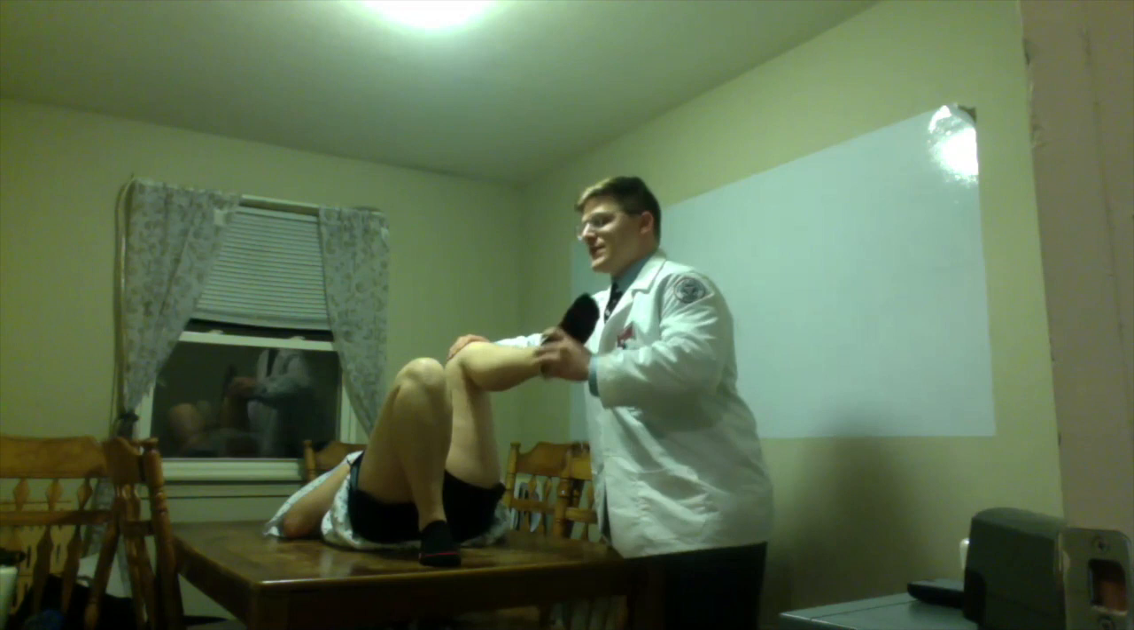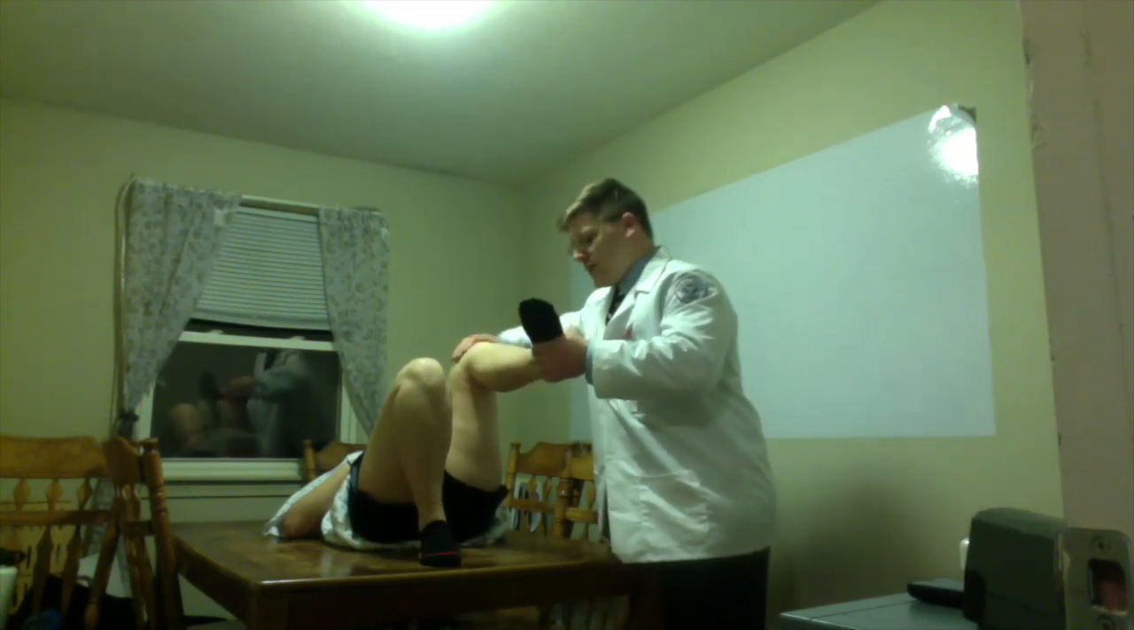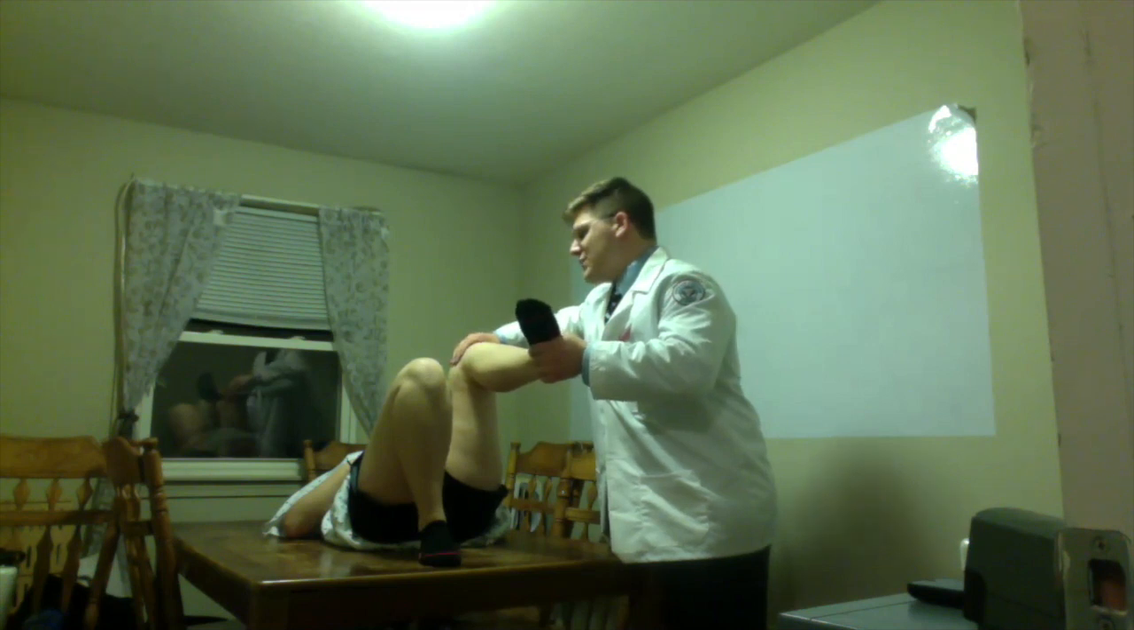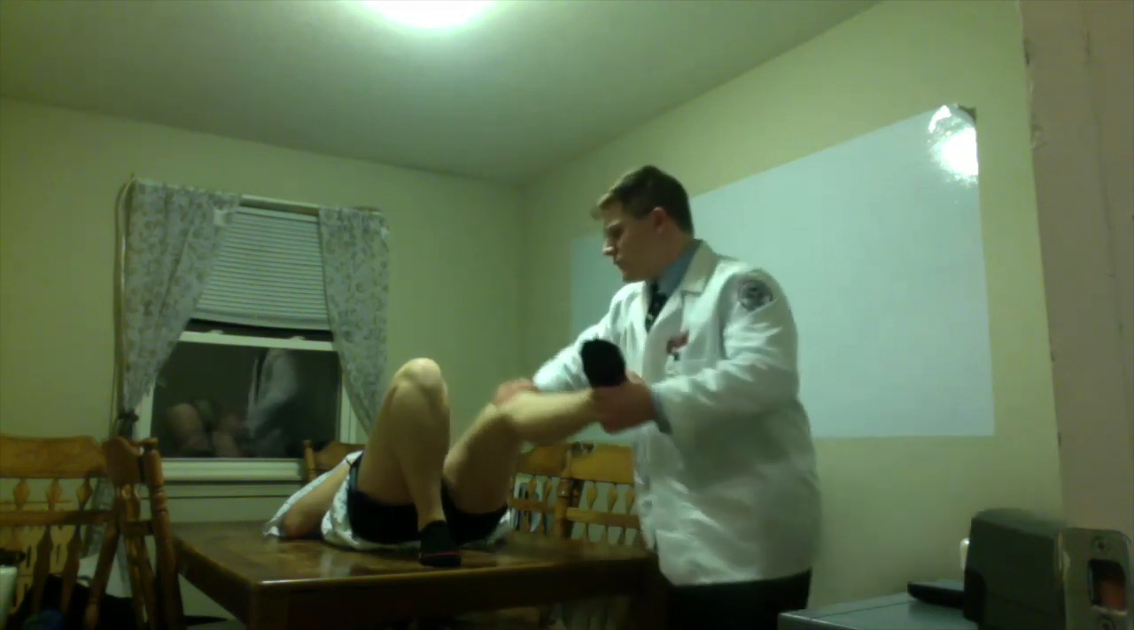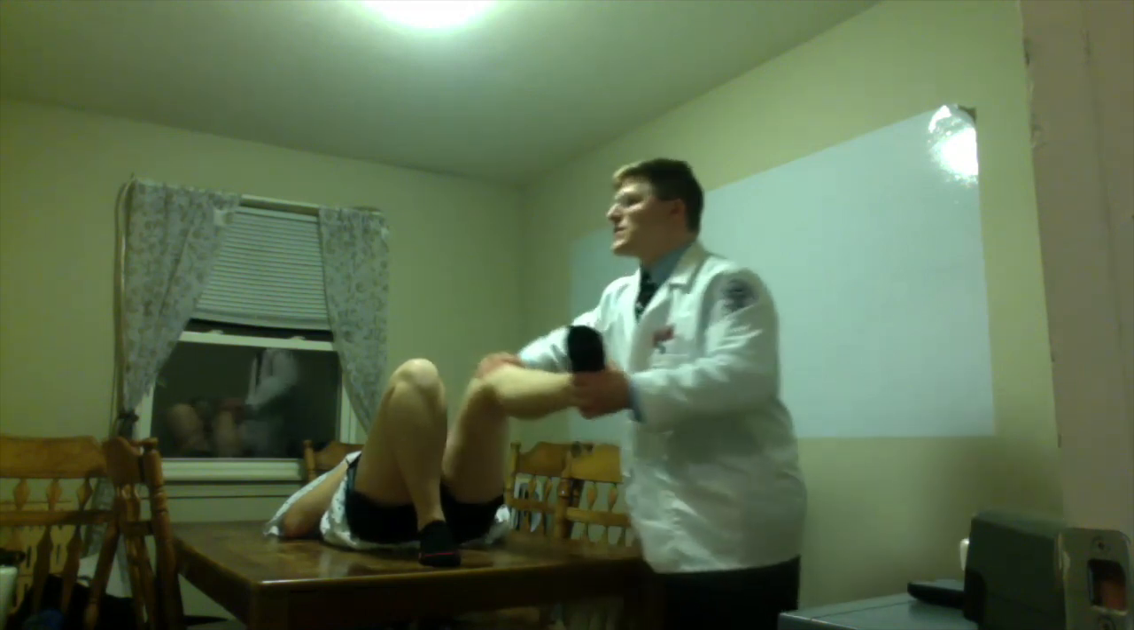And now we're going to do the opposite for the lateral meniscus. So I'm going to apply a varus force, internally rotate the ankle, feeling for any tenderness or clunking.